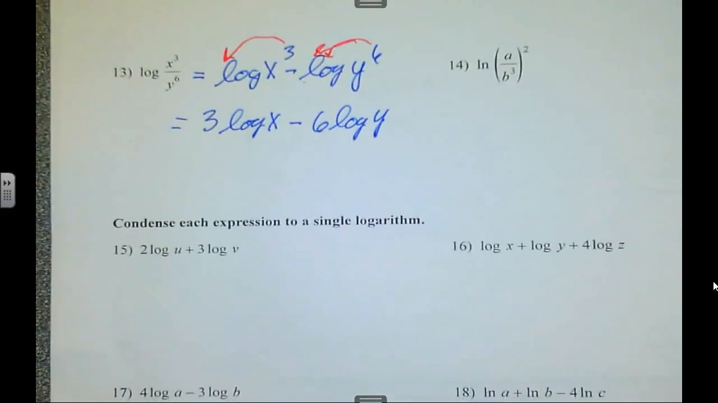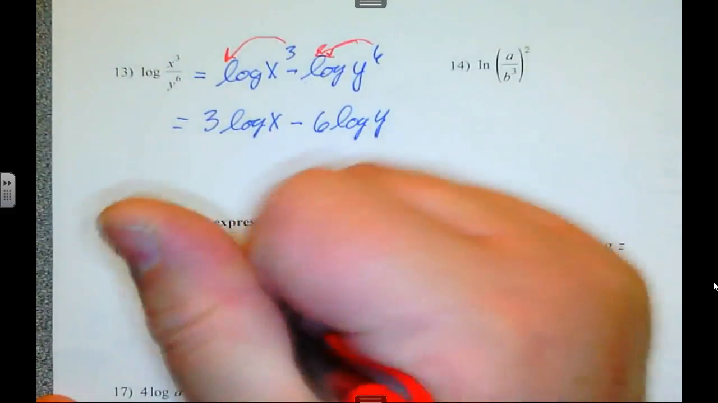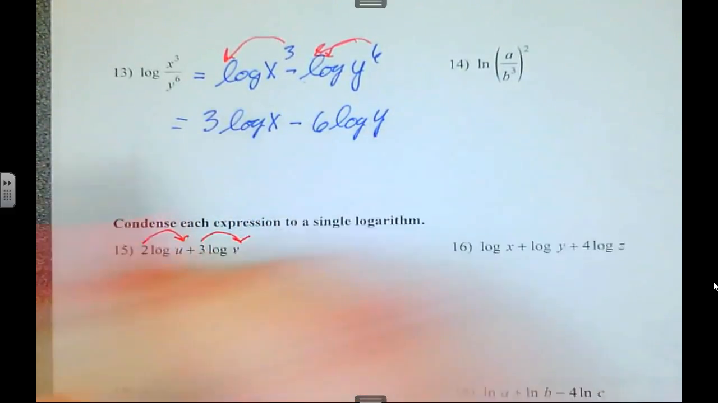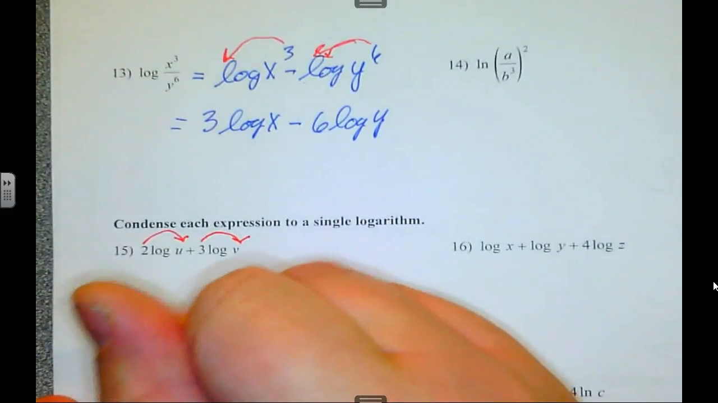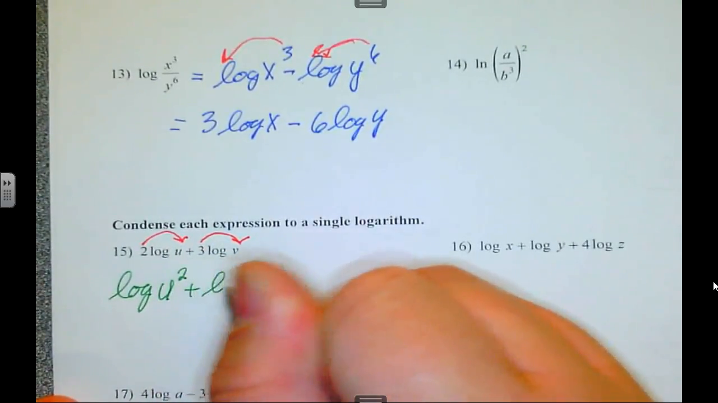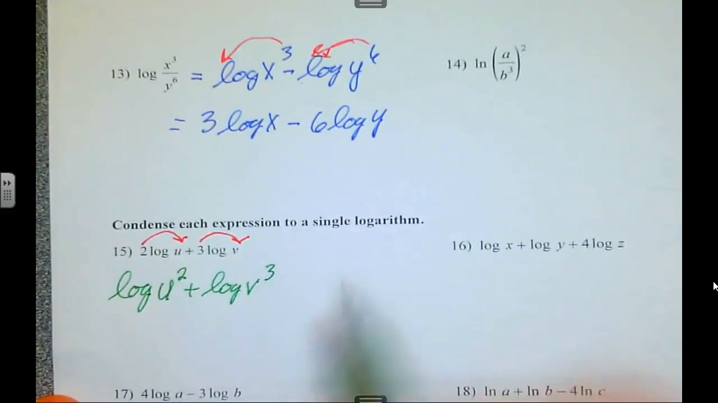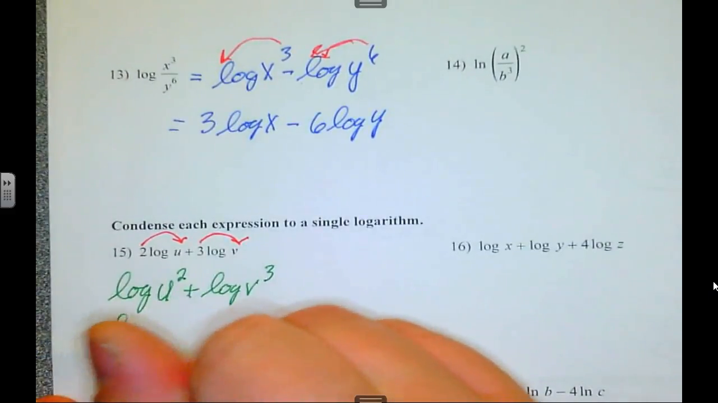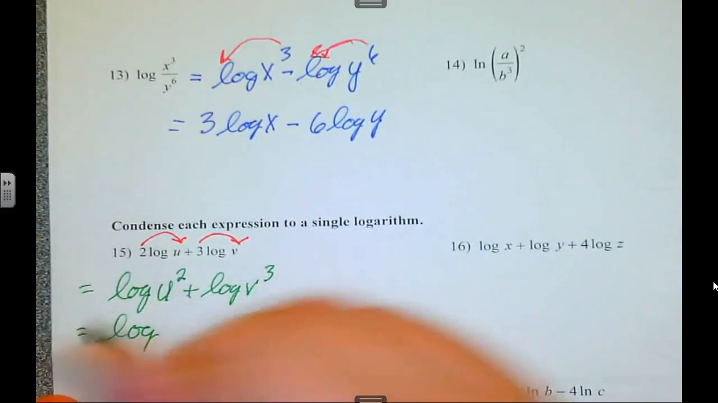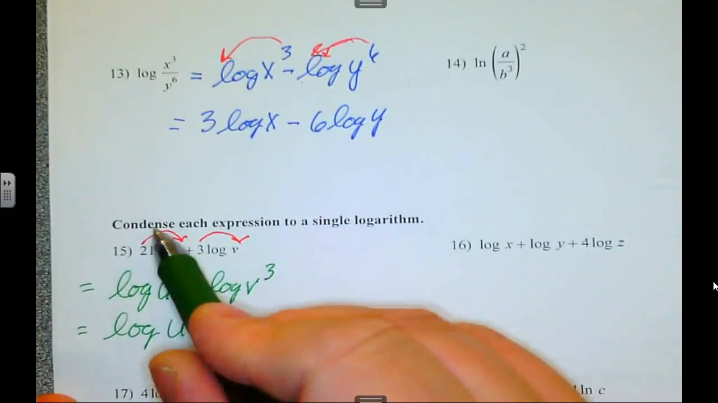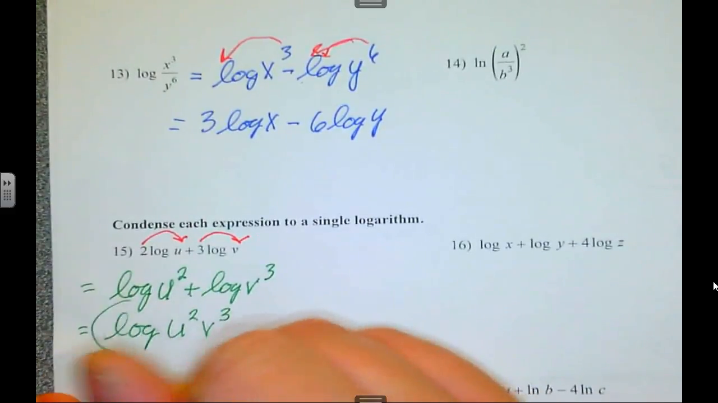And then we can do the condensing. It's just the opposite way. I have a number in front. It's going to become my exponent. So I have log u squared plus log v cubed. I have plus, so I can make these two a product then. Yes. So I have log u squared times v cubed condensed. I get it down to 1 log and I'm done.